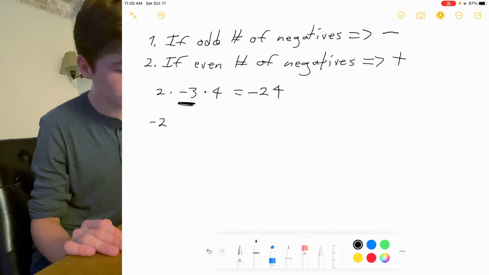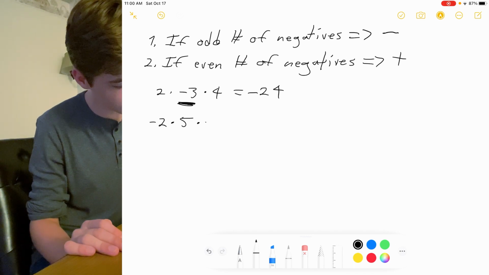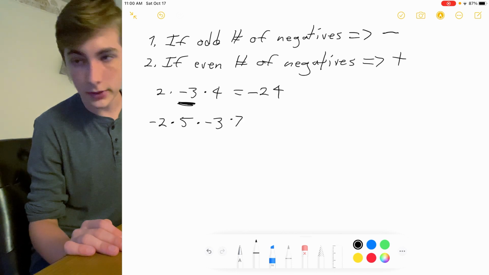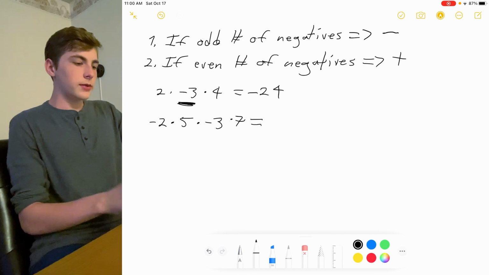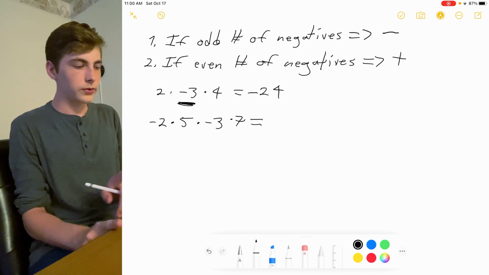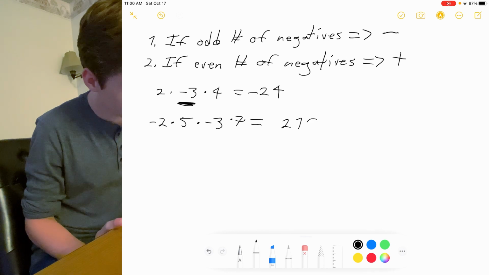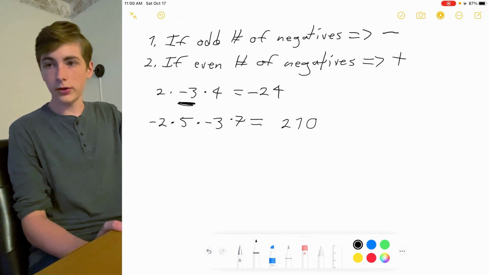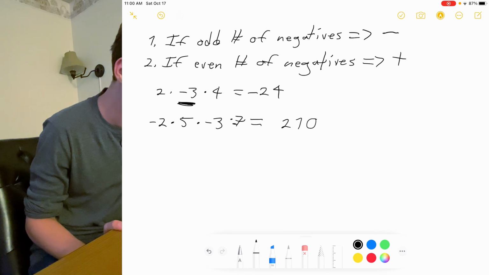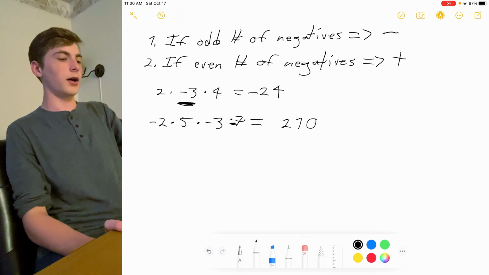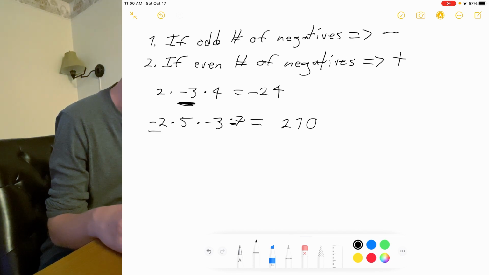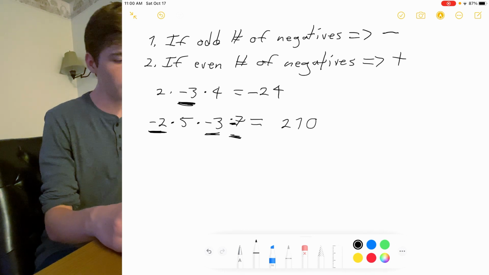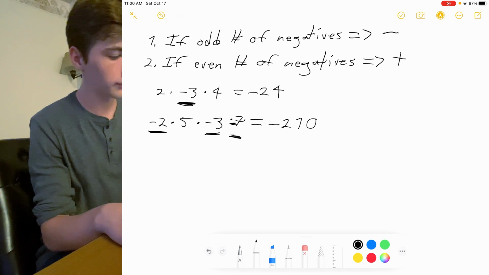What if we did negative 2 times 5 times negative 3 times 7? Okay. Well, what we have here, 3 times 7 is 21, 2 times 5 is 10, 21 times 10, that's going to be 210. This is supposed to be a negative 7 here. So is the answer going to be negative or positive? Well, we have one negative number... Is 3 odd or even? 3 is odd. That means the answer is going to be negative.